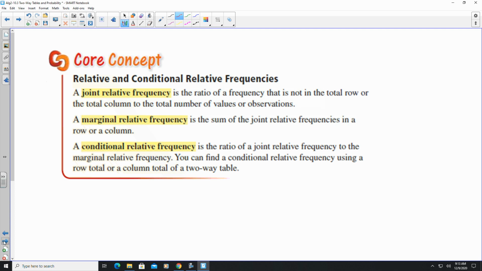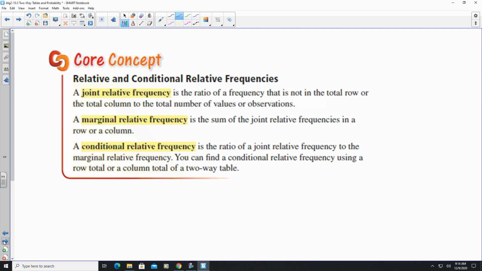From these two-way tables, we can get some statistics out of it, all right? The first term up there is joint relative frequency. Joint relative frequency is a ratio, which is a fraction, of a frequency that is not in the total row or the total column, with respect to the total number of values or observations or whom responded.